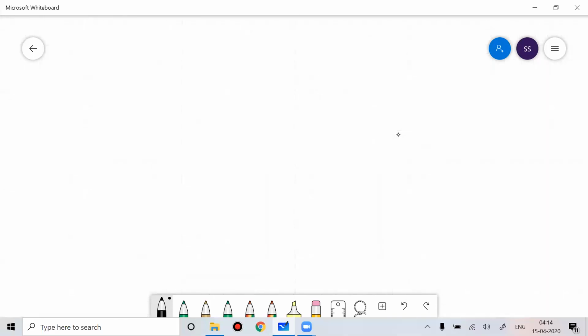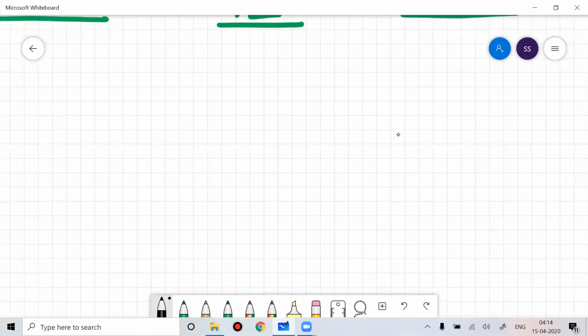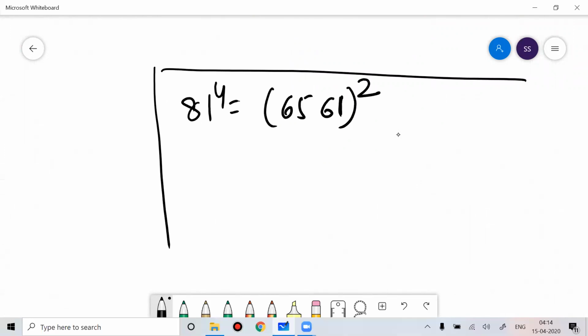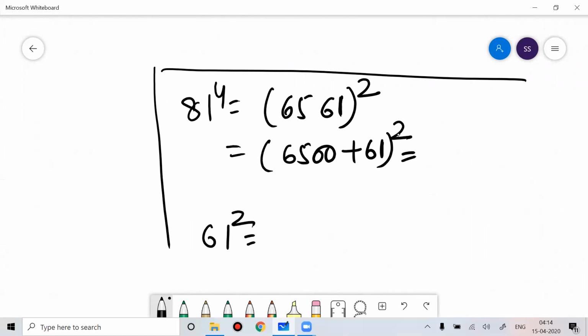81 to the power 4, if you really want, I can do that also. That is 6561 to the power 2. 6561 to the power 2, I can write as 6500 plus 61 square. Okay, now, what is 61 square? 61 square, I can write as 50 plus 11 square. 11 square is 121.